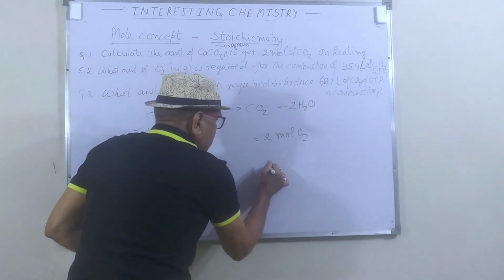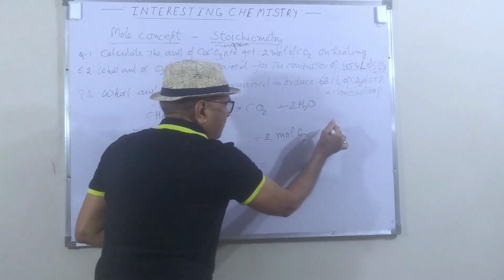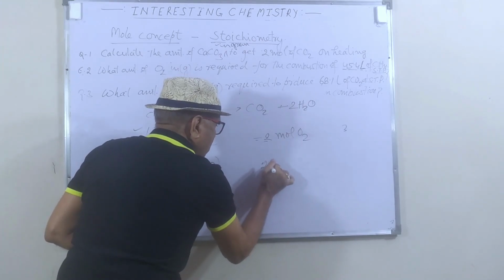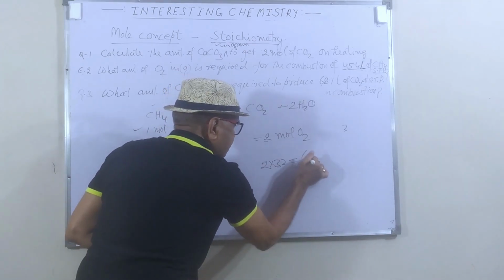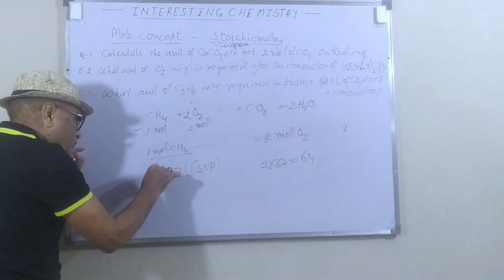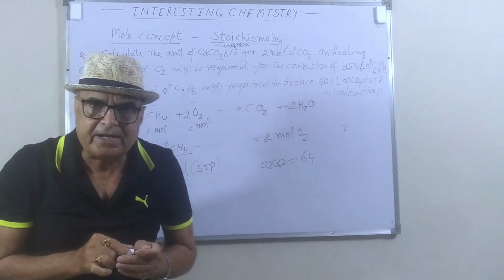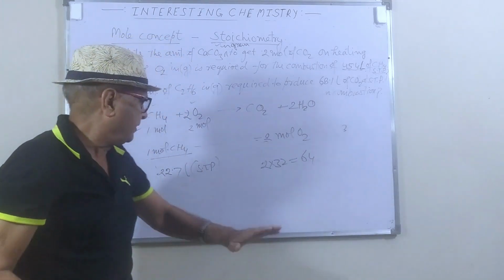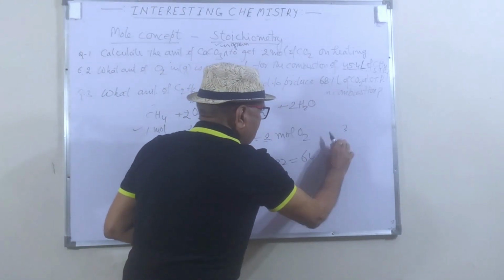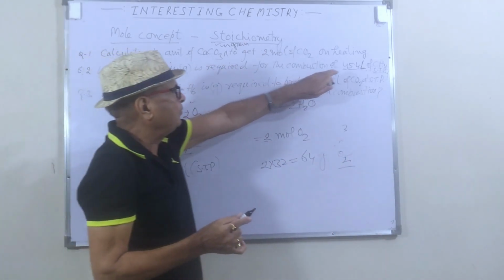For 1 mole of CH4 you require 2 moles of O2, and convert this mole into gram. So 1 mole of O2 is equal to 32 grams, so 2 into 32 is 64. So this equation tells us 22.7 liters of CH4 at STP requires 64 grams of O2 for combustion.